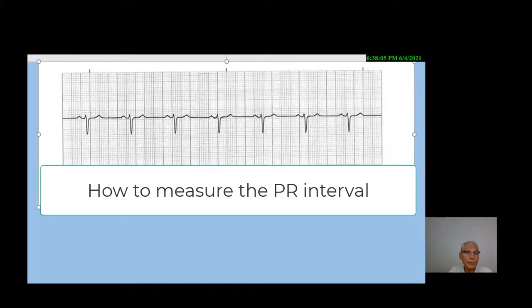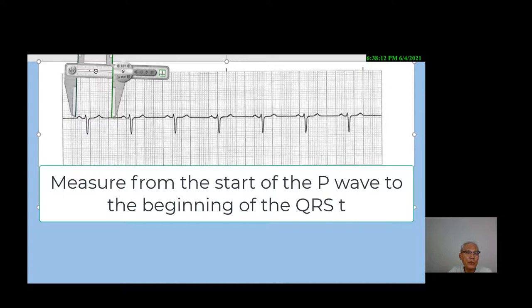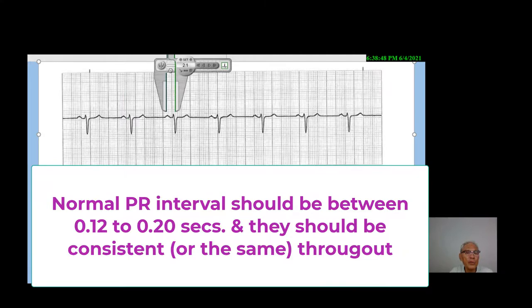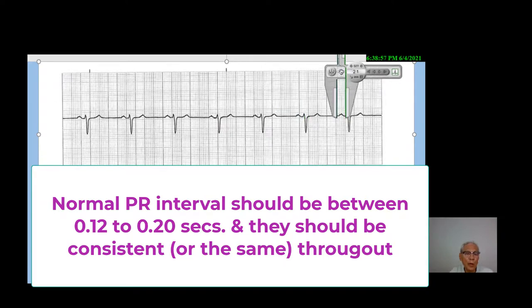So let's look at this particular example on how we can measure the PR interval. We said that we measure the PR interval from the beginning of the P wave to the beginning of the QRS complex. So right just about over there, if you take a look at it. And now we're going to look at the number of squares that it encompasses. This is exactly 5 small squares, and therefore this would be a PR interval of 0.20 seconds. Further analysis should also compare all the PR intervals. They all should be the same. And this is exactly what is true in this particular strip.